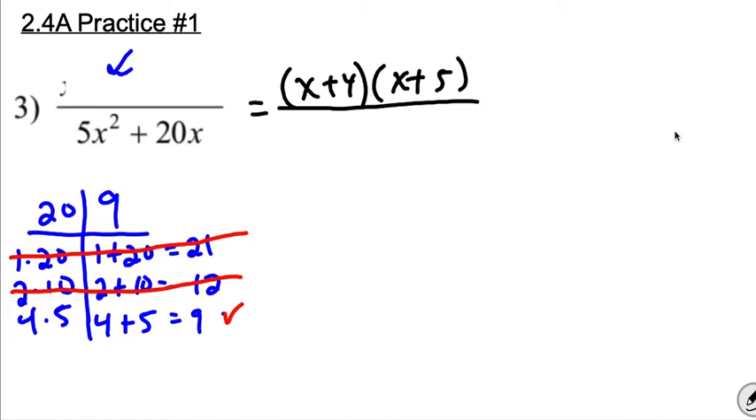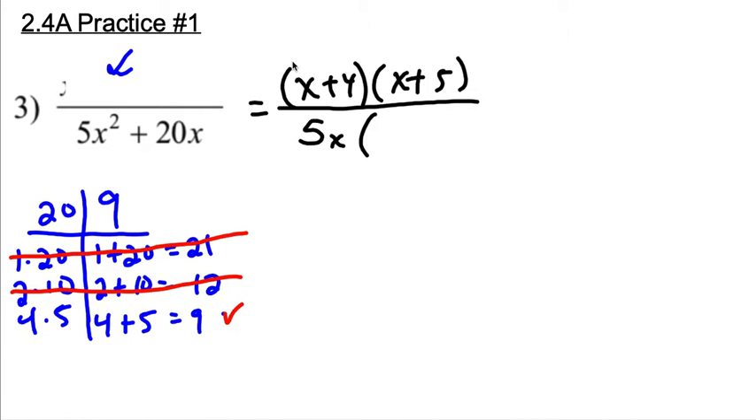Okay, so what is the biggest number we can take out of 5 and 20? Well, we could take a 5 out. Can we take an x out? Yeah, they both have an x, so we can factor out an x. All right, let's see what we're left with. Now, keep in mind that we should be left with an x plus 4 or an x plus 5. So we have to be left with one of these two if this actually does simplify, okay? So just keep that in mind.